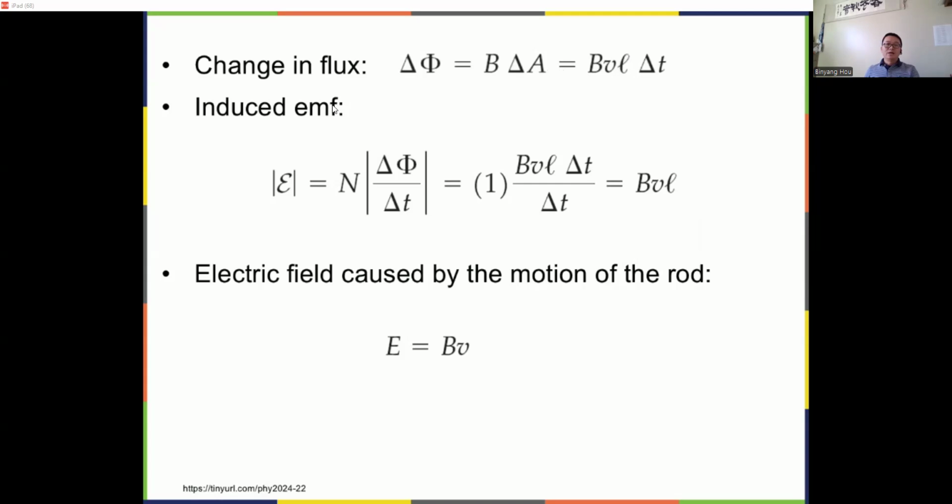And according to Faraday's law of induction, the induced EMF in the coil should be equal to the number of turns, in this case just one turn, times delta phi over delta t. So delta phi is this, and then over delta t, so that gives you that this delta t and delta t will cancel out. Okay. So the induced EMF in the coil will be just B V L.